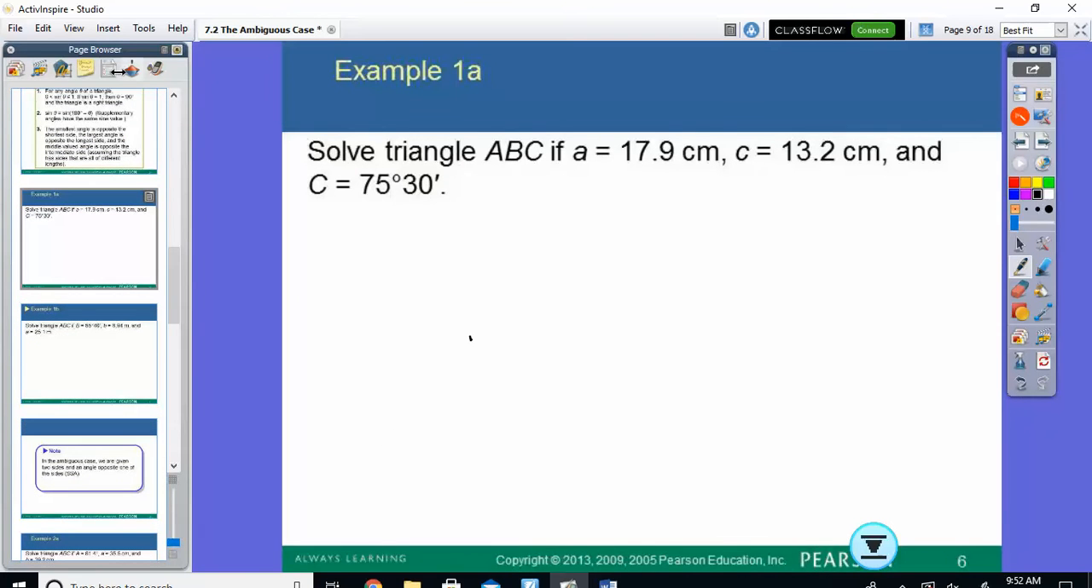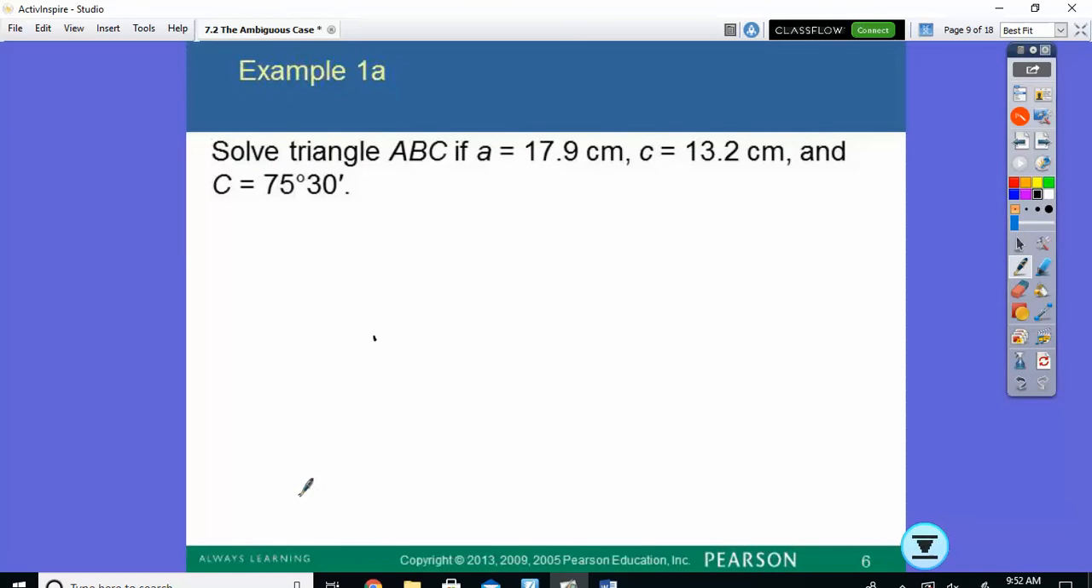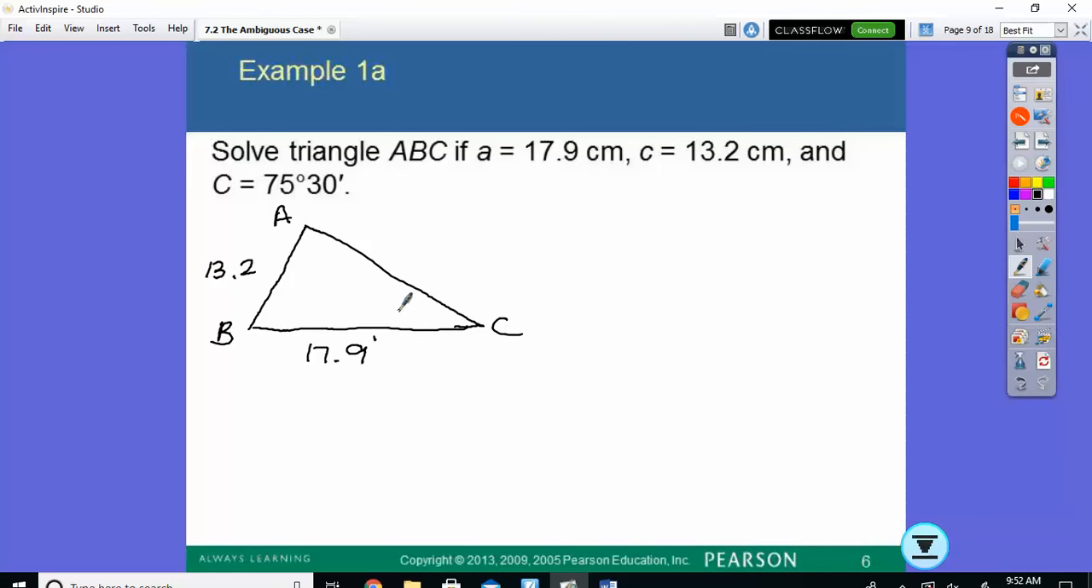So here is our first problem. I want to solve triangle ABC. You are certainly welcome to draw a triangle if it helps you. I do not care if it is at all accurate, in terms of size of the angles, just place things accordingly. Side a is 17.9. Side c is 13.2. And angle C is 75 degrees, 30 minutes.